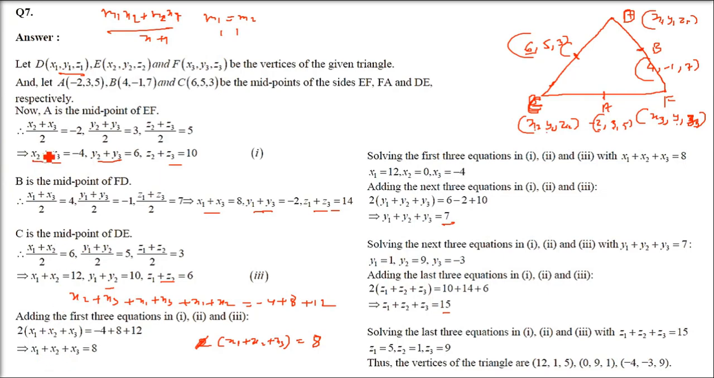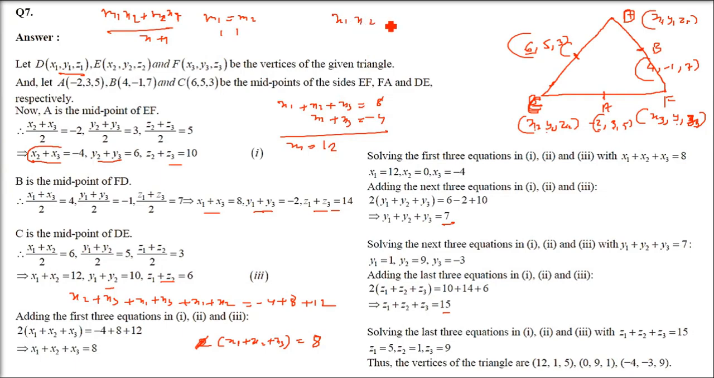How to find x1, x2, x3? So take the first equation with the last equation. That is x1 plus x2 plus x3 equals 8. I am taking x2 plus x3 equals -4. So now subtract them. So x1 only will remain, 8 minus (-4) will be 12. I am subtracting these two equations.